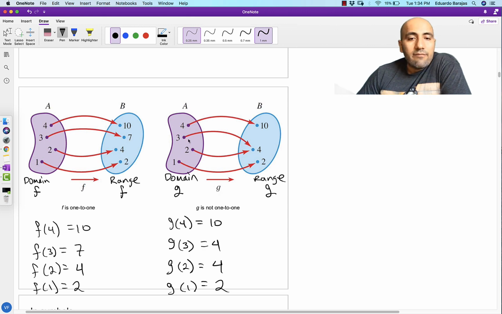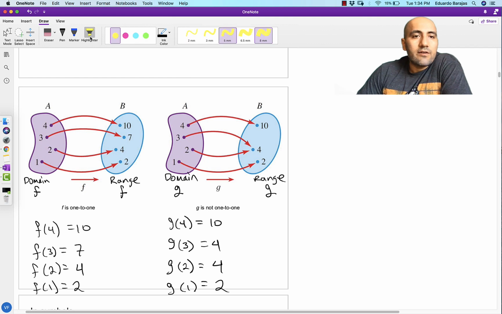However, a function allows this right here. A function does allow for two different numbers in the domain to map to the exact same value in the range. That's allowed for a function. But that's what we want to avoid when we want to identify functions that can be reversed, functions where the inverse will work. If we can come up with a function where this doesn't happen, those functions are called one-to-one.